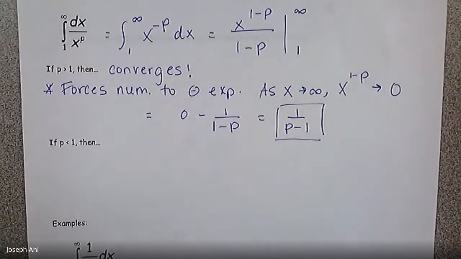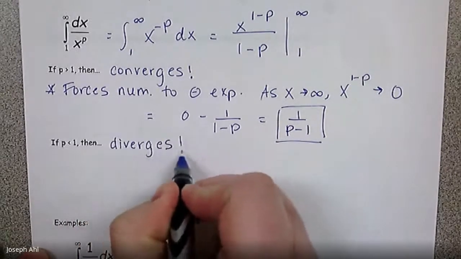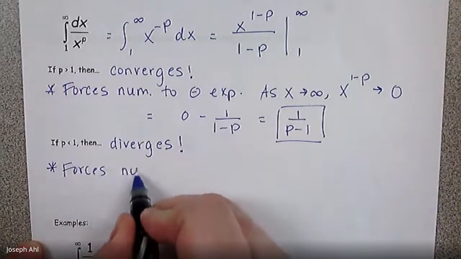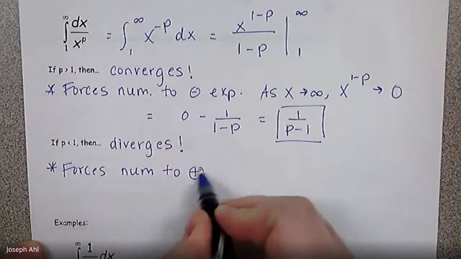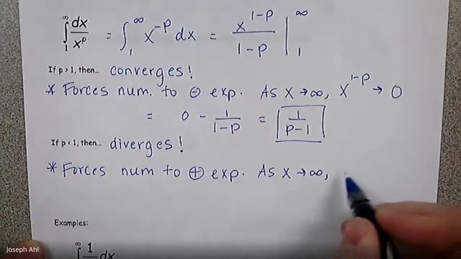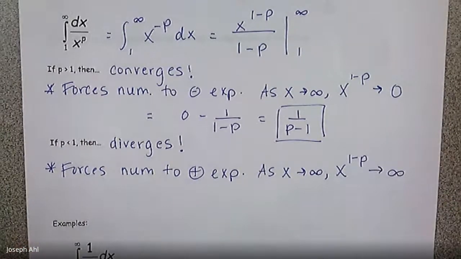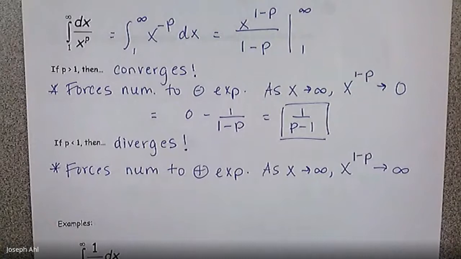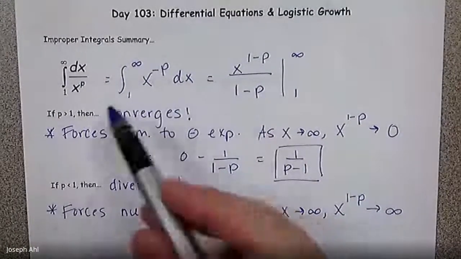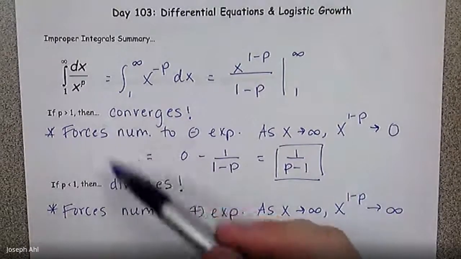However, if p is less than 1, we'll find that the integral diverges. In this case, it's going to force the numerator to be a positive exponent. Therefore, as x goes to infinity, x to the 1 minus p is going to go to infinity as well. Now keep in mind, this is the integral from 1 to infinity. We've also analyzed other cases from 0 to 1. Basically, if we're looking at 0 to 1, these two cases flip on us.